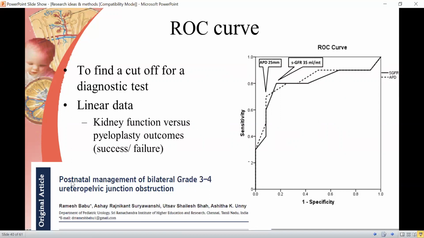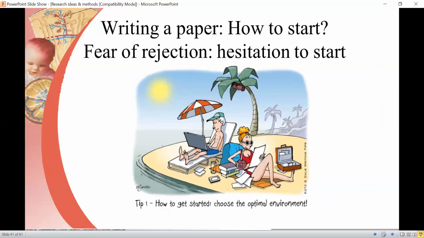For example, in this particular study, we wanted to look at the postnatal management of bilateral grade 3 to 4 ureteropelvic junction obstruction. So we wanted to know what is the cutoff where the kidneys are improving. Whenever the AP diameter was more than 25 or GFR was more than 35, we found that the opposite side of that bilateral PUJ was automatically improving. So these are some cutoffs we can find out using an ROC curve.